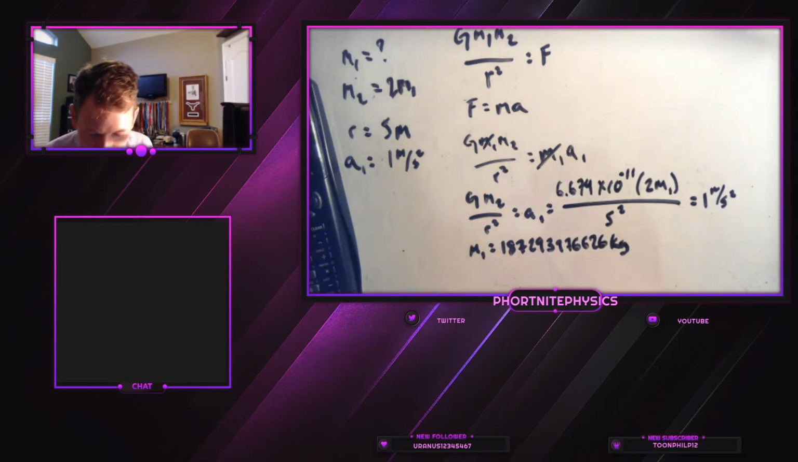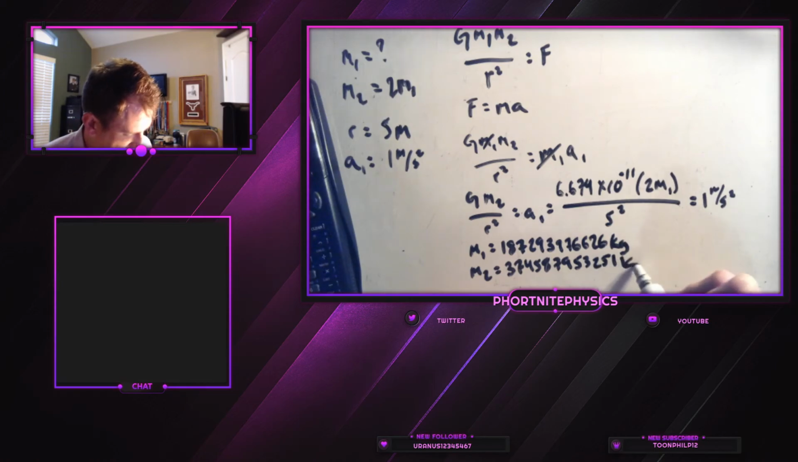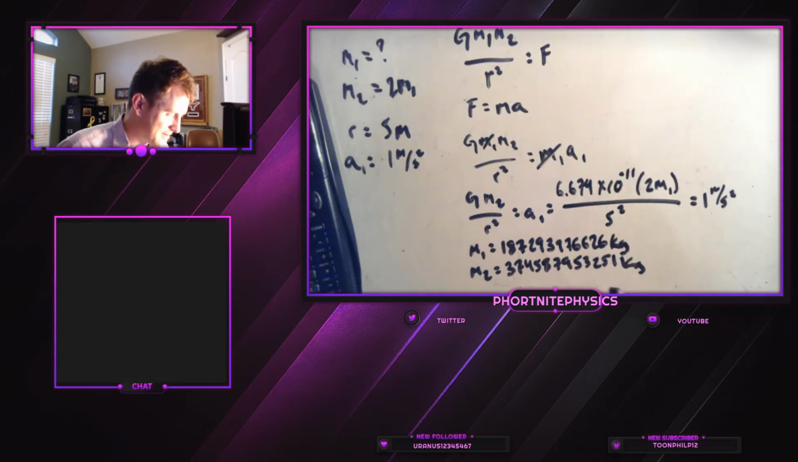I made my numbers too big. m2, being twice that, is 374587953 kilograms. There you go. That was all there was to the first one. It's pretty straightforward.